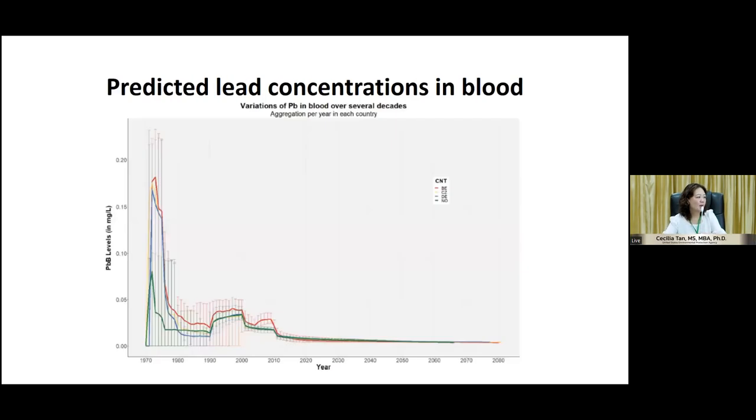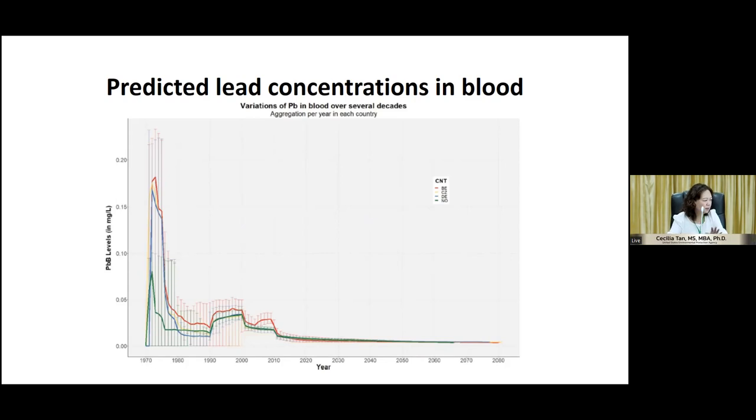Okay, so here's the prediction of lead concentration in blood from 1970 to 2080. Again, it's a prediction, right? So you can predict the future. And they have four different colors to represent four different countries. So if you read the paper, you'll be able to see the predicted lead concentration in blood.